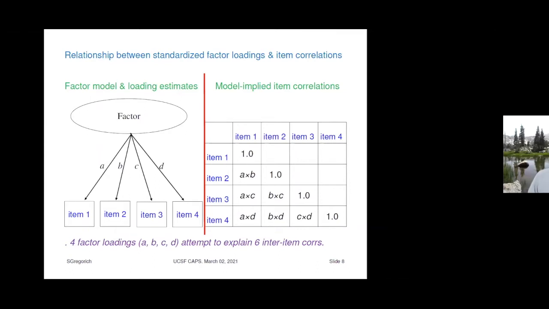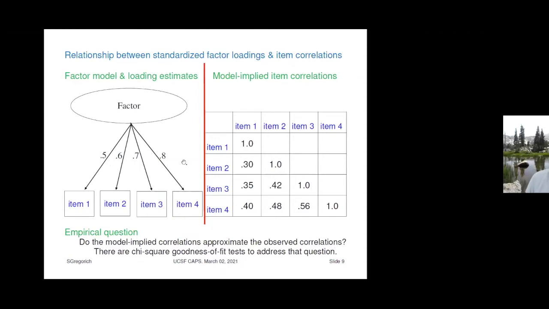Now, this is a simple example. If I had 10 items and a single factor, then I would have 45 inter-item pairwise correlations that I was explaining with 10 factor loadings, if the model was able to do that. Now, if my model is wrong, if there's really 2 factors or 3 factors, then a 1 factor model is probably going to do a poor job of reproducing the data. So I will have evidence that my idea that there's a single factor is probably wrong.